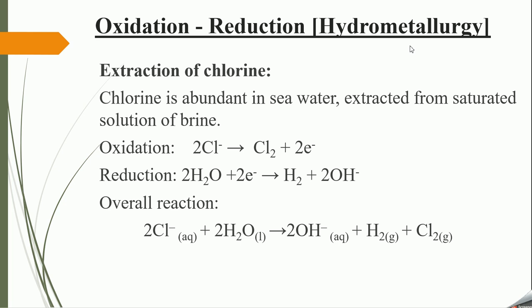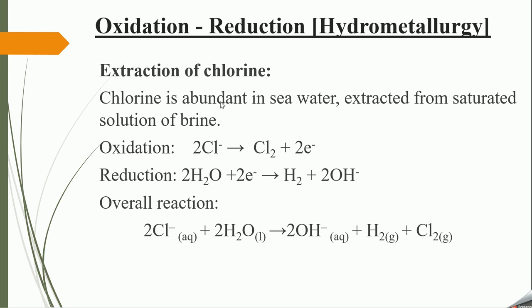As you all know, metals are obtained by the reduction of metal oxide. At the same time, non-metals are obtained by oxidation. So under oxidation reduction method, you are going to study 2 examples. One is with the non-metal, another one is with the metal. First, let's study extraction of chlorine.